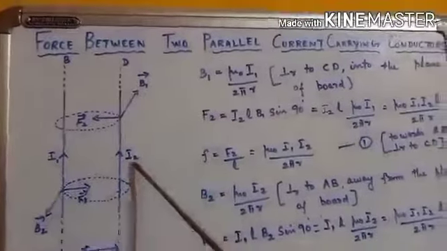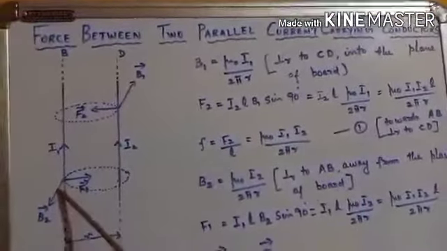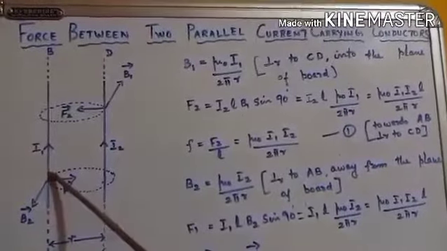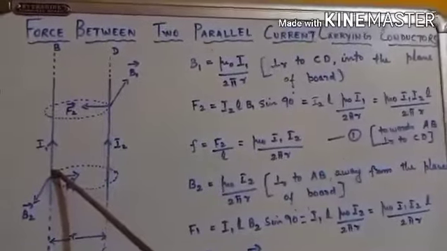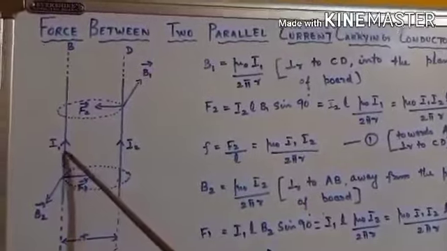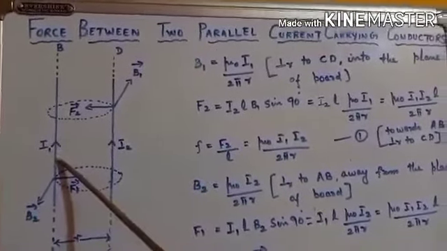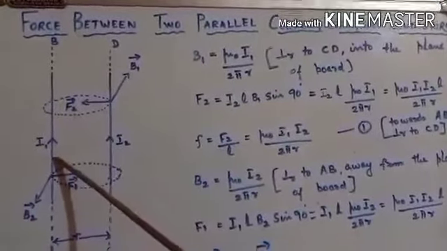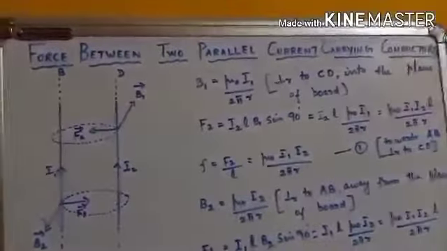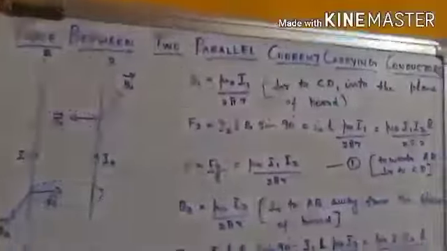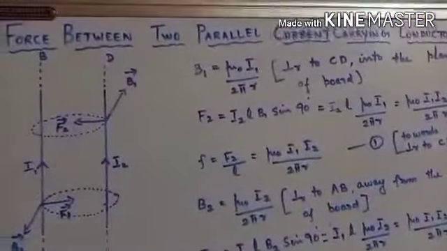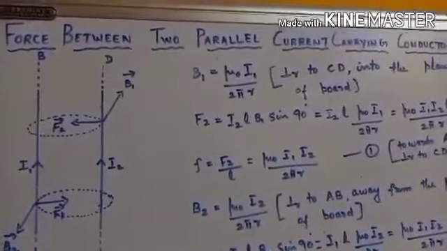Now first consider the first conductor AB. I1 is the current flowing, see the direction of current. We know that earlier we have studied, when a current is flowing through a conductor, a magnetic field will be produced. That magnetic field lines will be concentric circles in a perpendicular direction, and the direction of the tangent at any point will give the direction of the magnetic field.